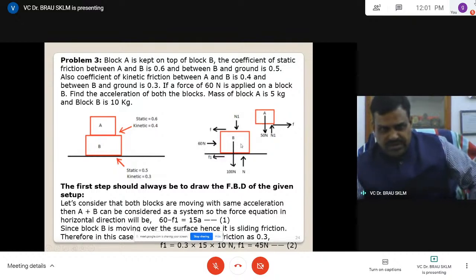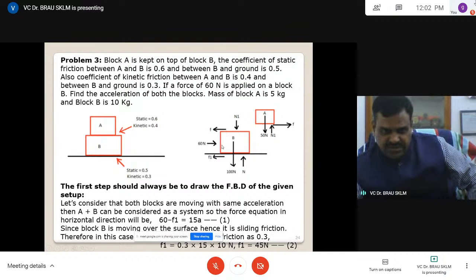Now the horizontal equation. Only the body is moving in this direction. There is no motion in this direction, that's why it is static only. N1 is equal to, normal reaction is equal to weight. Then N is equal to 100. There is no dynamics in this perpendicular direction. Only the dynamic equation comes in this direction.